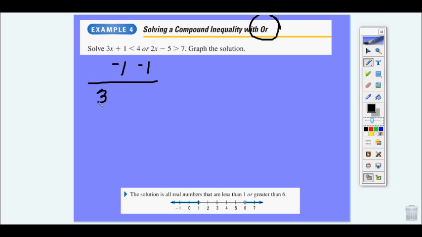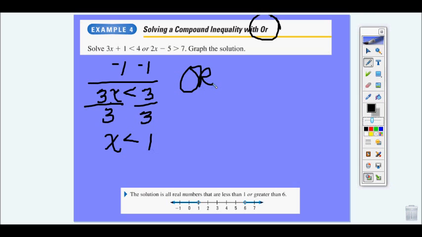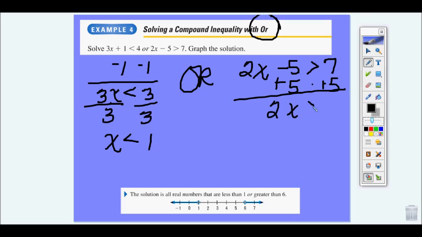So I'm going to get 3x is less than 3. Divide by 3 on both. And I'm going to get x is less than 1. Now it's an or situation, so I'm going to solve my other equation. 2x minus 5 is going to be greater than 7. I want to add 5 to both sides. I'm going to get 2x is greater than 12. Divide by 2 to solve for my single, and I'm going to get x is greater than 6.